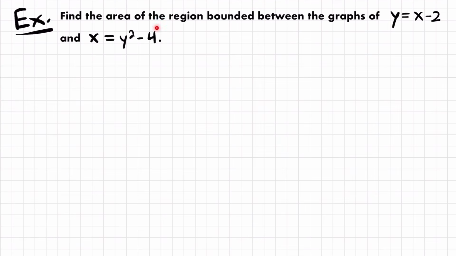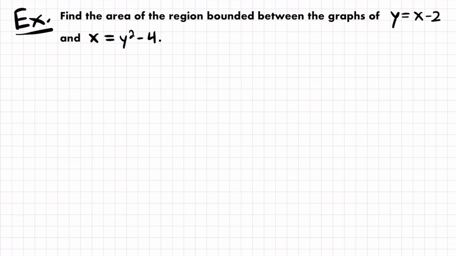All right, so here's our example problem. We want to find the area of the region bounded between the graphs of y equals x minus 2 and x equals y squared minus 4. And so the first thing that we should do is figure out where these two graphs intersect and then draw their graphs so we can determine which is on the top and which is on the bottom. Or in this case, since we're going to be doing it in the y direction, which function is on the right and which function is on the left.